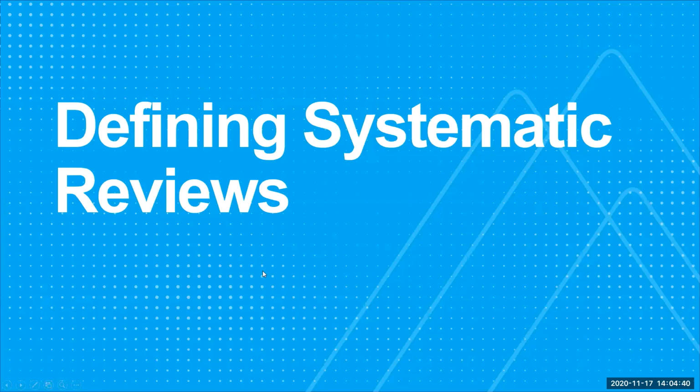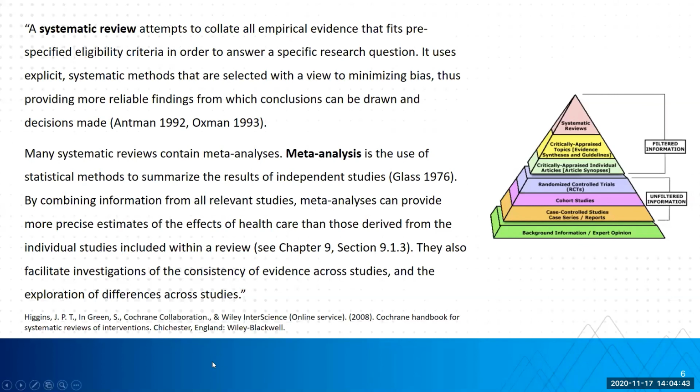So, defining systematic reviews. This is the Cochrane definition. In a little bit, we will talk about what Cochrane is. But Cochrane, in their handbook, defines a systematic review as an attempt to collate all empirical evidence that fits pre-specified eligibility criteria in order to answer a specific research question, using explicit systematic methods that are selected with a view to minimize bias. That's something we're always thinking about with a systematic review, where we might be conducting a literature review and we don't have these really specific methods that we're adhering to.